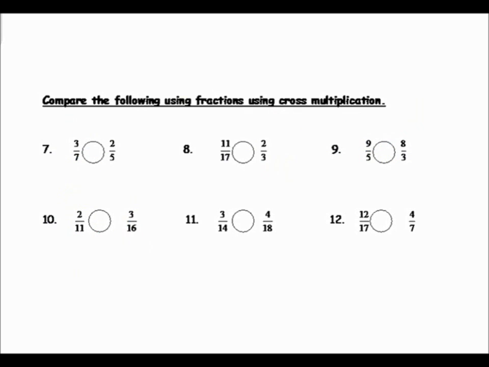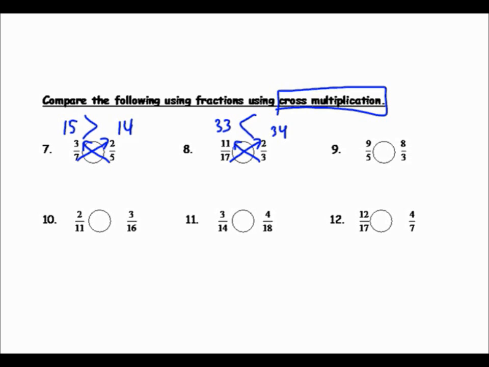And as I mentioned, this is definitely the easiest method, and that is to use cross multiplication. So here we're going to do number 1. We're going to cross multiply. 7 times 2 is 14. 5 times 3 is 15. 15 is larger than 14. 3/7 is the larger fraction. Next, 17 times 2 would be 34. 3 times 11 would be 33. 34 is larger than 33. 2/3 is the larger fraction.